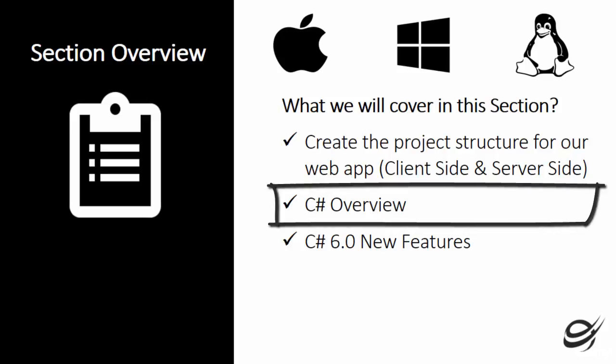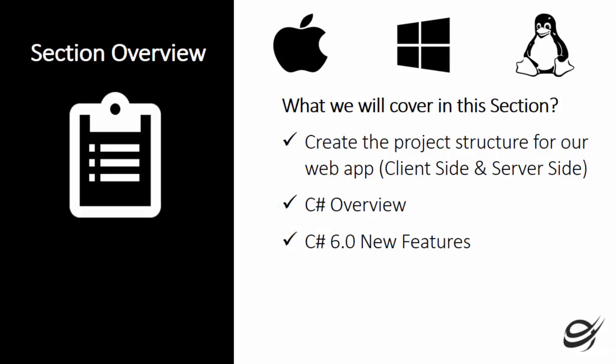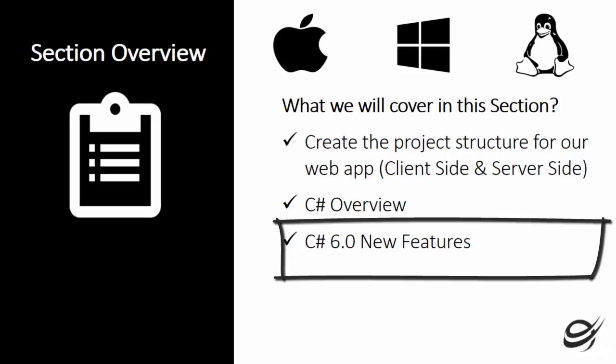From there, we're going to do an overview of C# and look at some of the basic features of C# related to variables, arrays, properties, so that you can have an idea of the basics of C#. And then this will lead into all of the C# 6 new features.